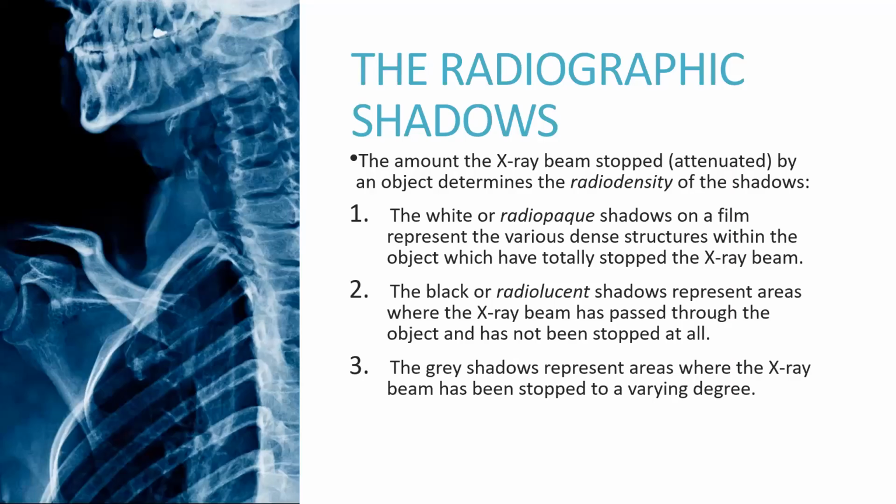The X-ray beam, right? So any area on the film that appears white means that the X-ray beam did not hit the film at that particular area. Now, if an area appears black, on the other hand, that means that there was nothing in the way of the X-ray and it basically struck that part of the film.